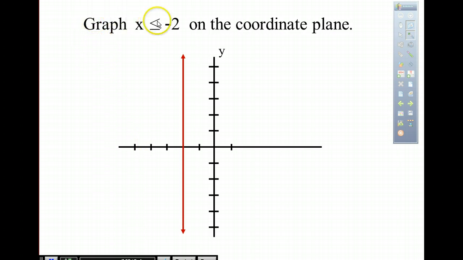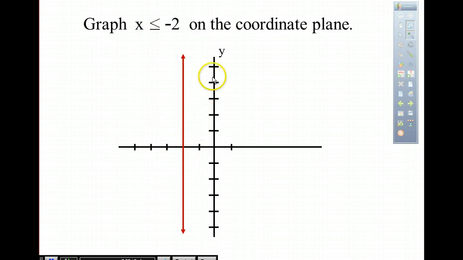So when there is no y, you can't write it in y equals mx plus b, right? And that means it's not a function. Every function you write is y equals mx plus b. But if there is no y in the problem, that means it's not a function. It means it must be vertical. And we want to shade all the points where the x's are less than -2.